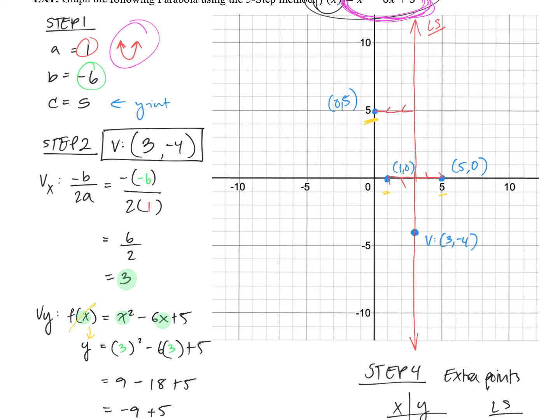This point is 3 away from the center, which means a point exists 3 in the other direction. So 1, 2, 3. That point must exist, and that would be at 6, 5. And there we go, we have 5 points: 1, 2, 3, 4, 5.